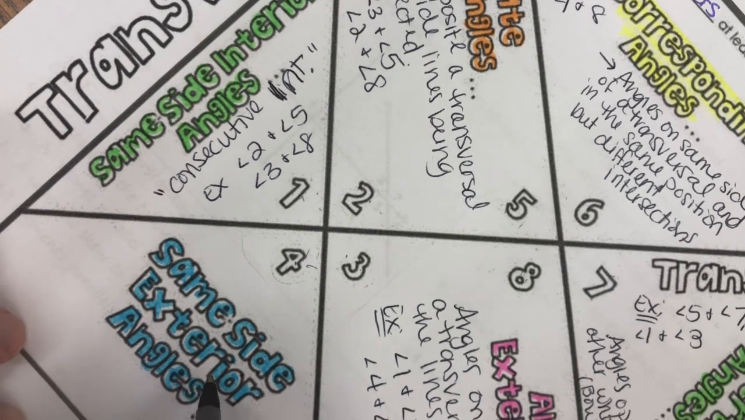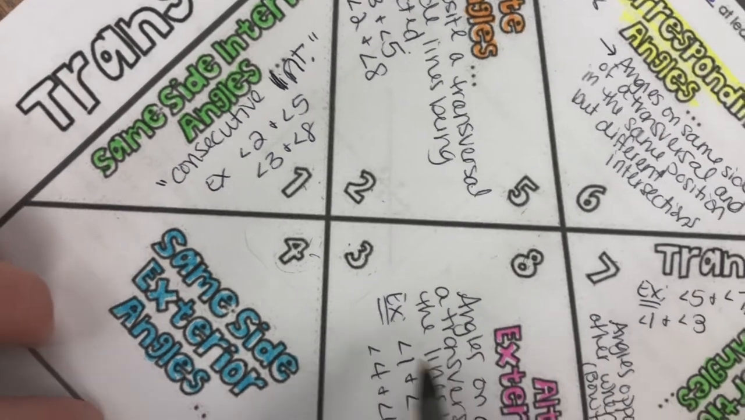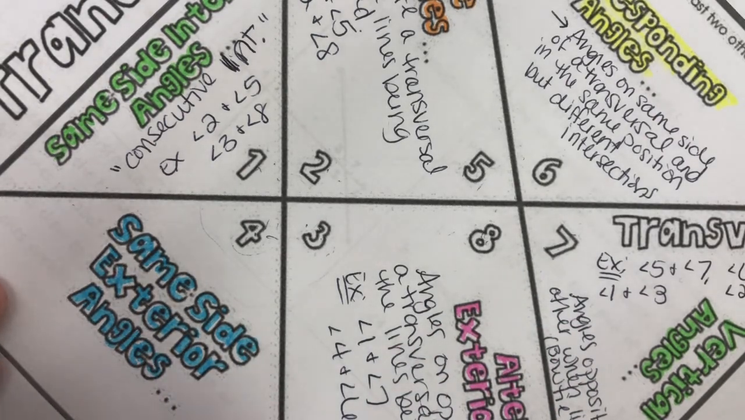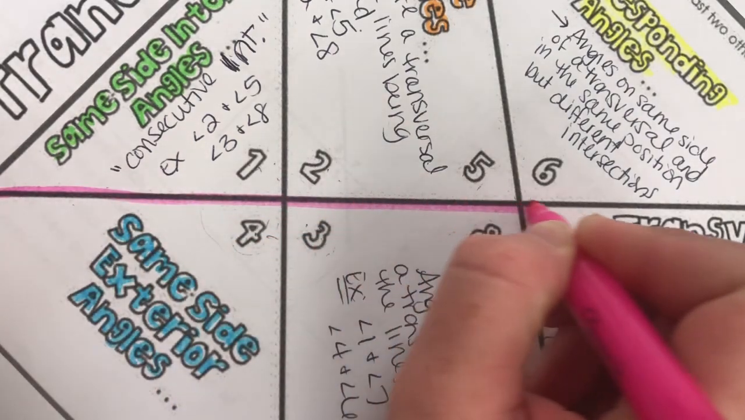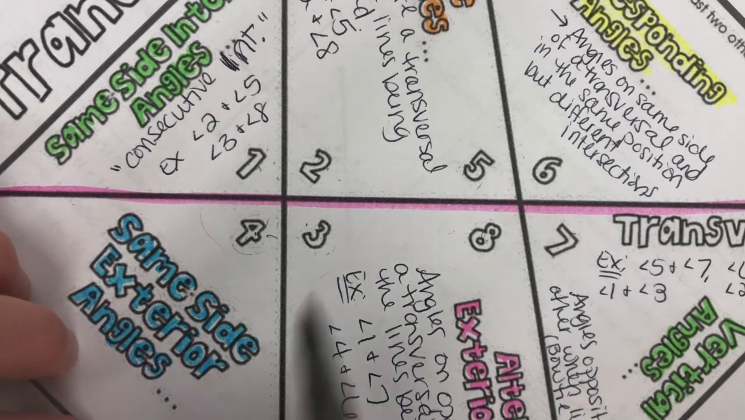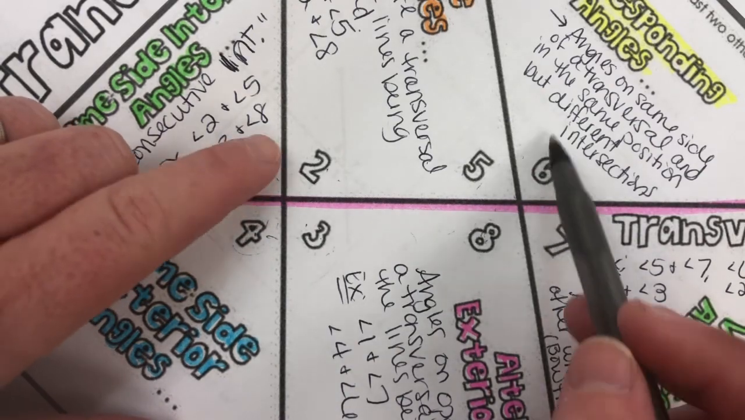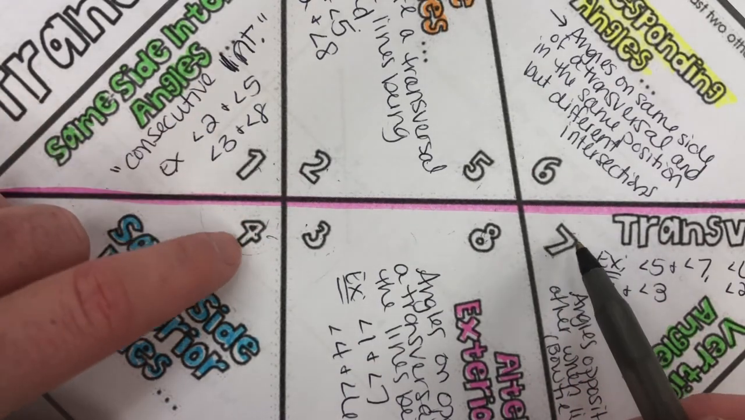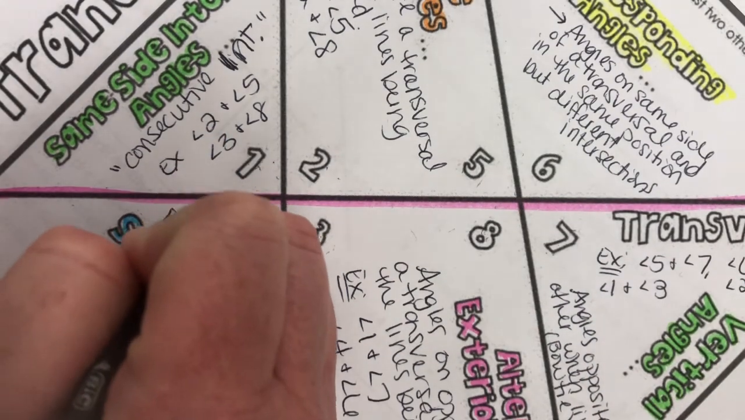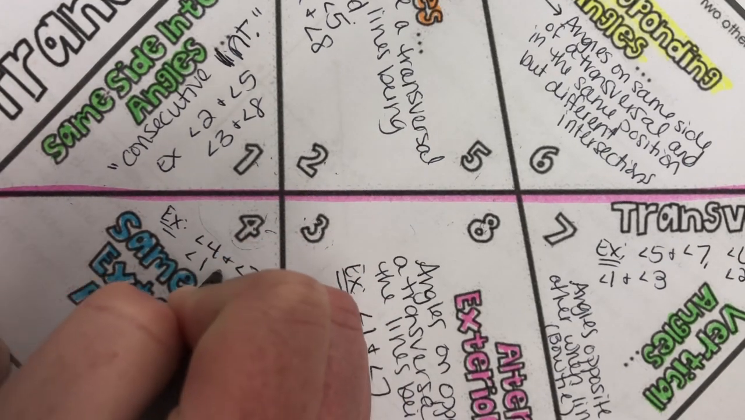And then same side exterior angles are angles on the same side of a transversal, but outside, right? So that would be like, here's our transversal. I like that in pink because it's hard to keep it straight when you can't see the entire picture. The pink line is our transversal. The other two lines are the lines being intersected. These are all of our interior angles. These are our exterior angles. So same side exterior would be angles 4 and 7 or angles 1 and 6. Example, angles 4 and 7, angles 1 and 6.